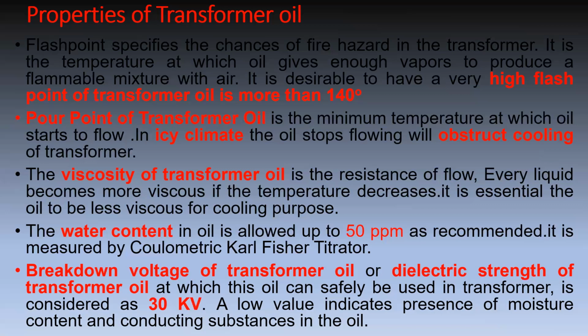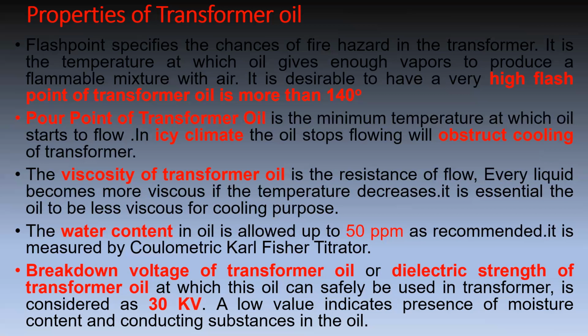If it is a good value, more than 30 kV, the oil is not contaminated, the oil is in good stage. If the breakdown voltage is going to be less than 30 kV, if the arcing starts before this at a lower voltage, then it indicates contamination of the oil, moisture content in the oil, and some sludge and some conducting materials present in the oil. So these are the important properties of transformer oil.